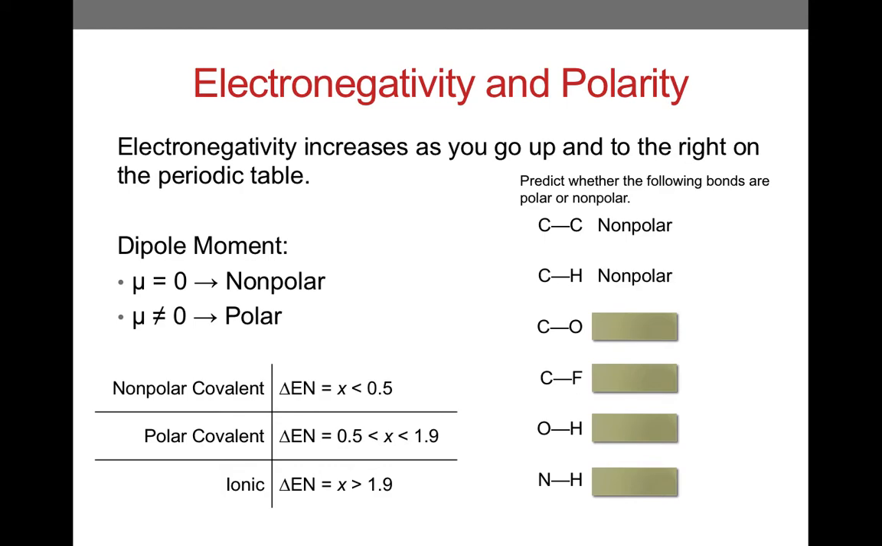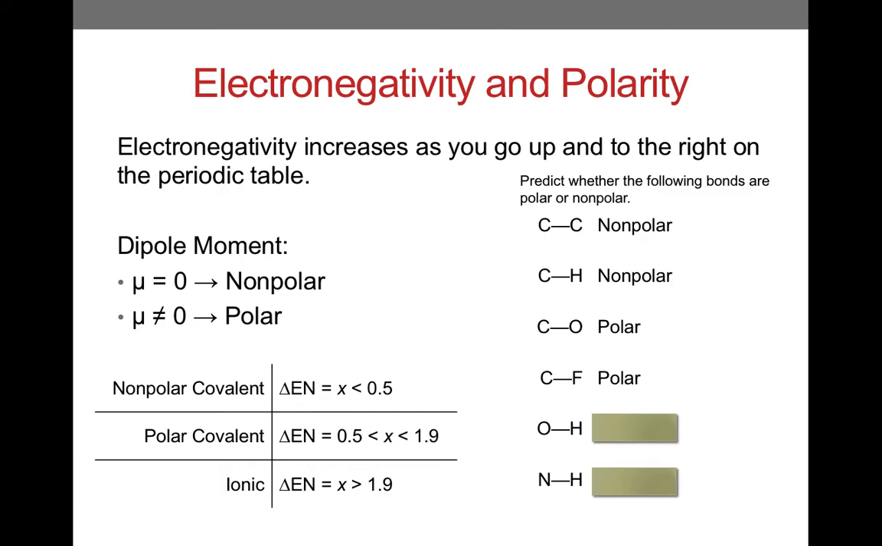Now let's do the carbon-oxygen bond. Carbon is 2.5 and oxygen is 3.5, so the difference is 1, which falls in the polar covalent range. The carbon-fluorine bond is 4 minus 2.5, which gives us a delta electronegativity value of 1.5, which falls in the polar range.